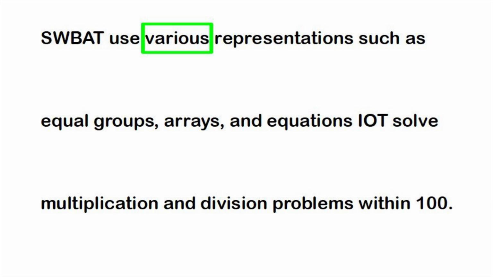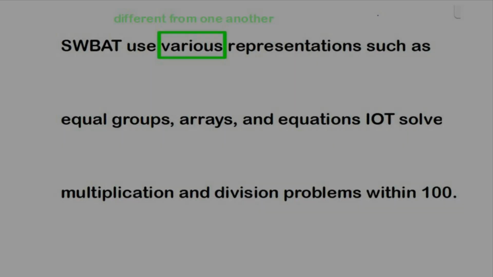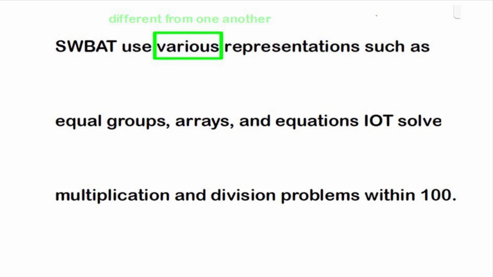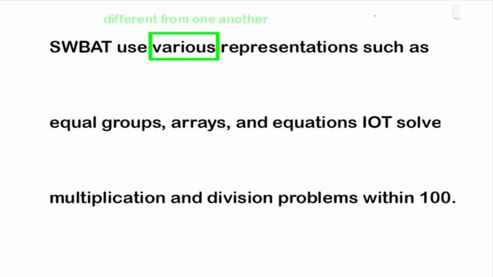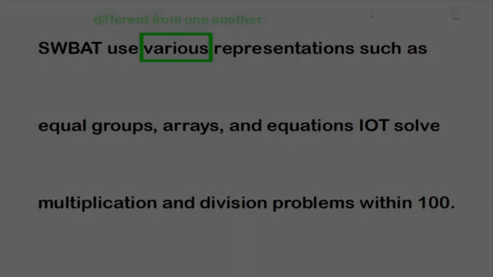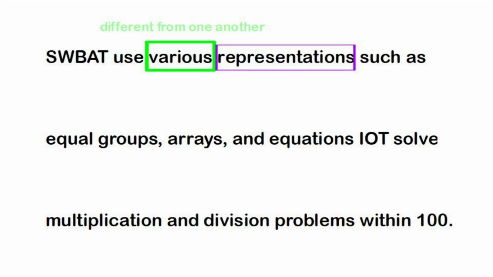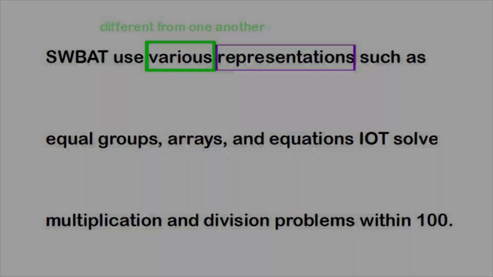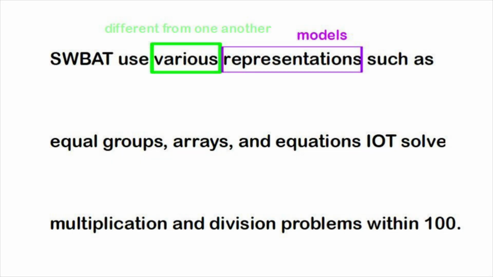Our first word is various. The meaning of various is different from one another. Our next word is representations. Representations are models.